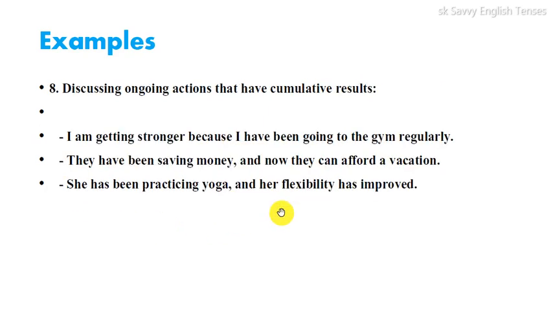Okay, number eight is discussing ongoing actions that have cumulative results. For example, I am getting stronger because I have been going to the gym regularly. They have been saving money and now they can afford a vacation. She has been practicing yoga and her flexibility has improved.